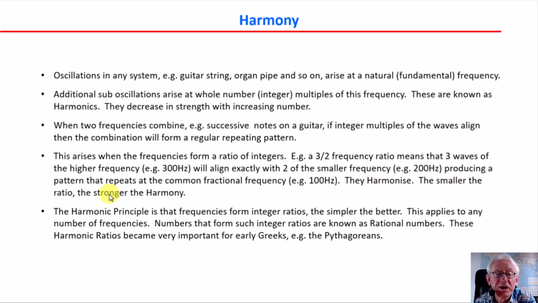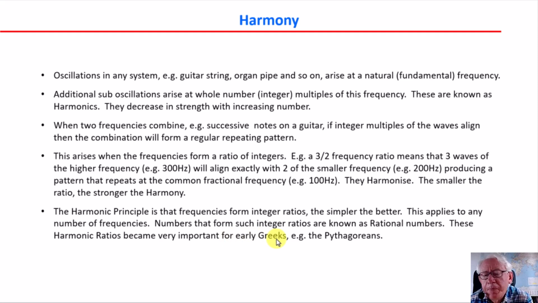The smaller the ratio, the stronger the harmony. So the harmonic principle is that frequencies form whole number ratios, and the simpler the better, the stronger the harmony. Now this applies to any number of frequencies. Numbers that form such integer or whole number ratios are known as rational numbers, and these harmonic ratios were very important. And this principle was explored extensively by the ancient Greeks, and particularly by a group of the ancient Greeks who are known as Pythagoreans.